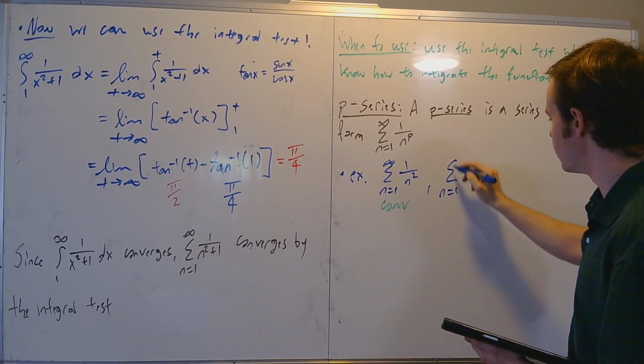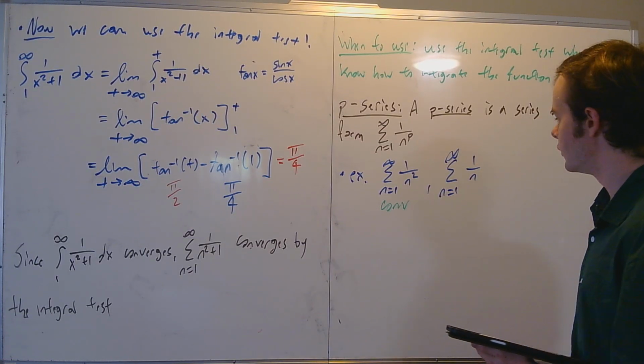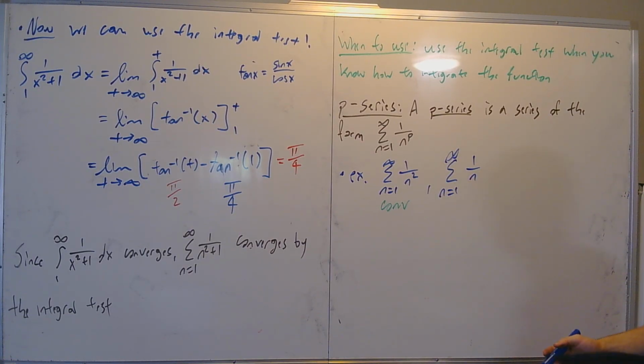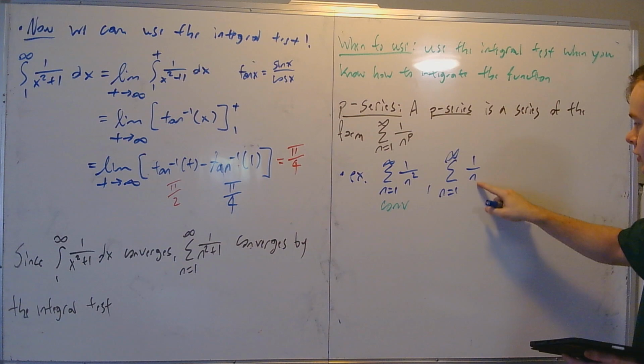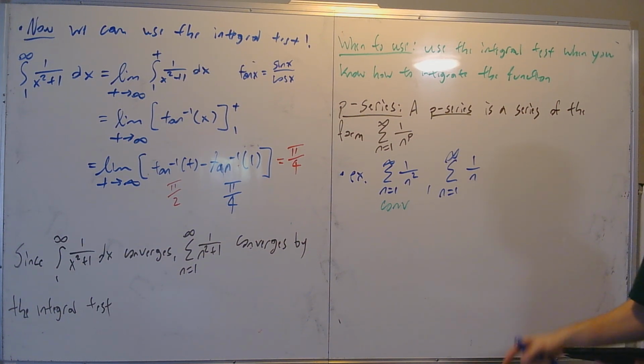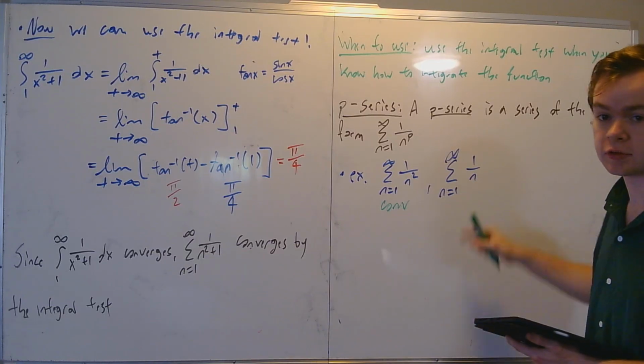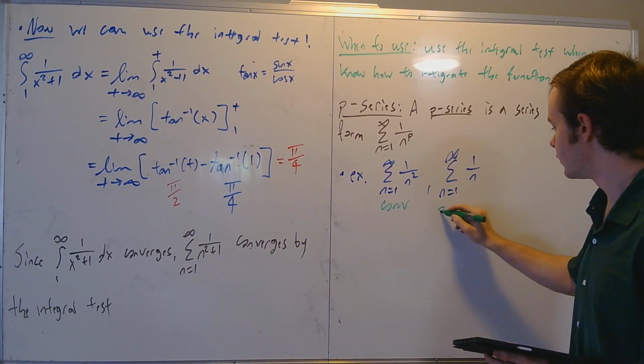Okay. Next example, sum from n equals 1 to infinity of 1 over n. So remember, again, we use the integral test. When we're taking the integral from 1 to infinity of 1 over x, we again used what we knew earlier and said, well, that integral was divergent because the power on x is less than or equal to 1. So this is divergent.